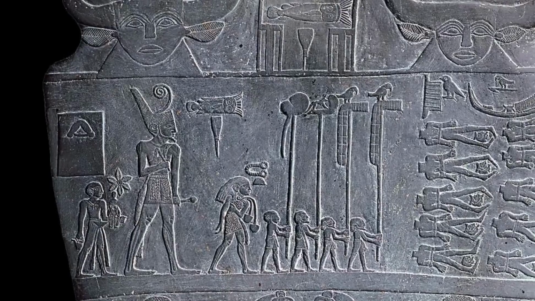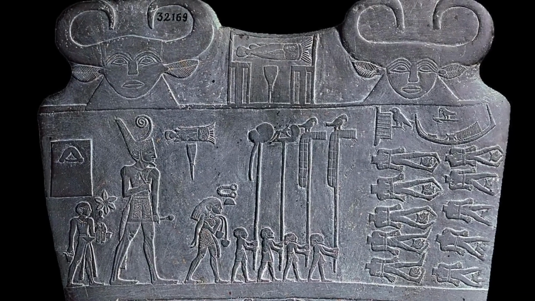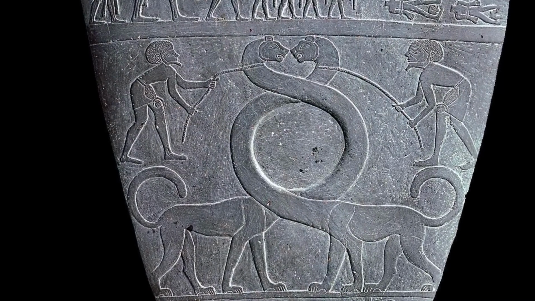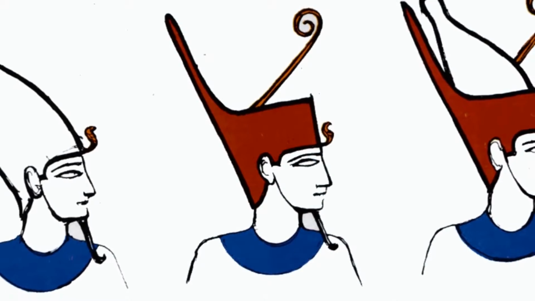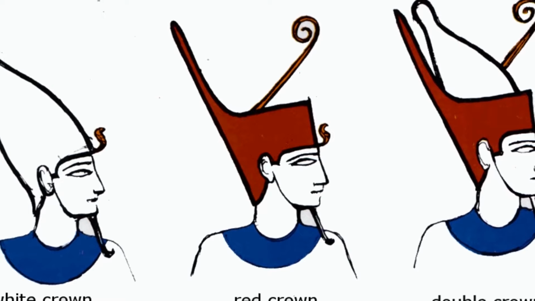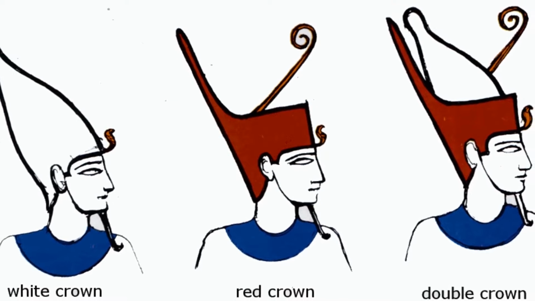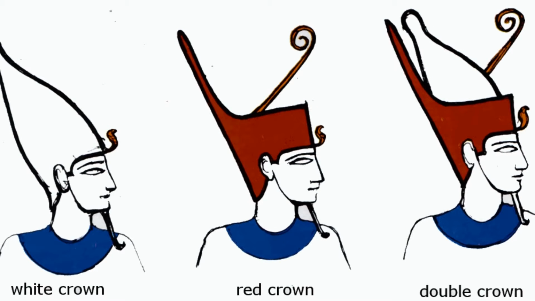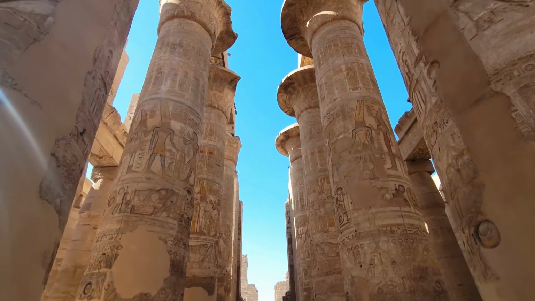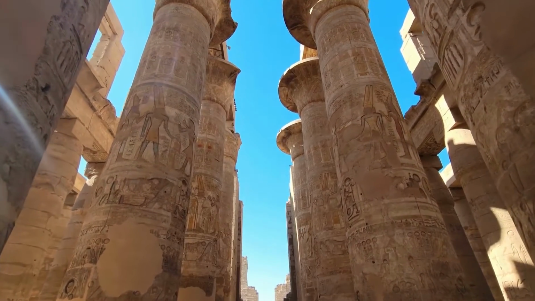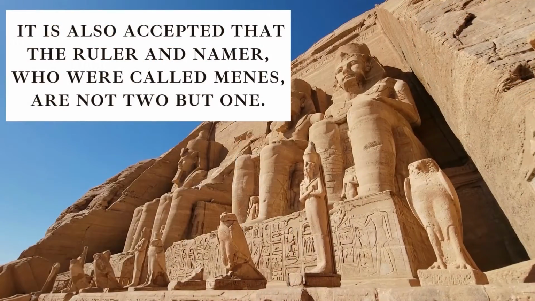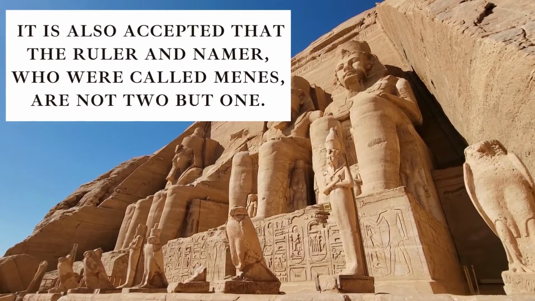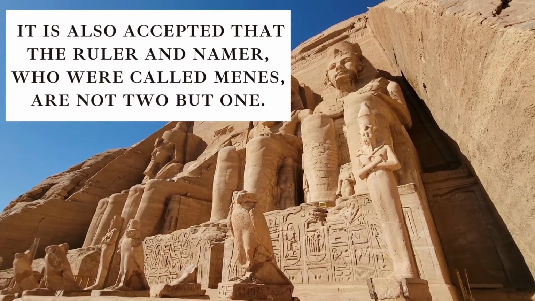On the other side, the king is shown coming in triumph, and below, two men are seen holding the necks of two long-necked creatures. Also, on one side of the panel the king is wearing the white crown, the symbol of Upper Egypt, and on the other side, the red crown, symbol of Lower Egypt. Based on these factors, it is believed that the Narmer palette symbolizes the unification of Upper and Lower Egypt. It is also accepted that the ruler Narmer and the ruler called Menes are not two but one.